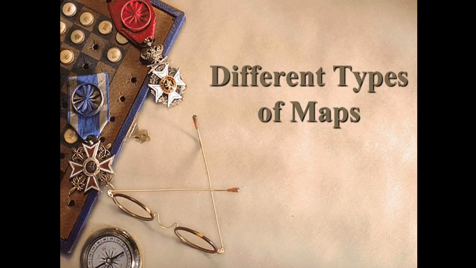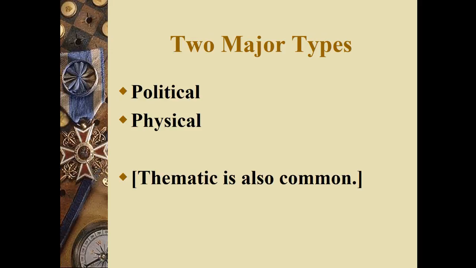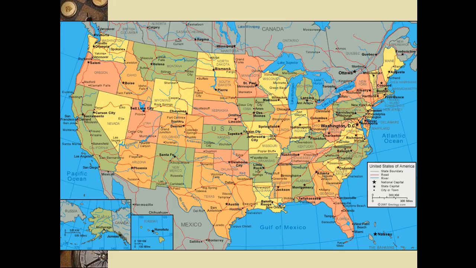Now let's go into the different types of maps. There's two major types of maps. One is political, one is physical. I also include thematic because I use that so often in my class. But there's political and there's physical maps. Let's look at both of them. This is a political map. Political maps show boundaries that humans have made.